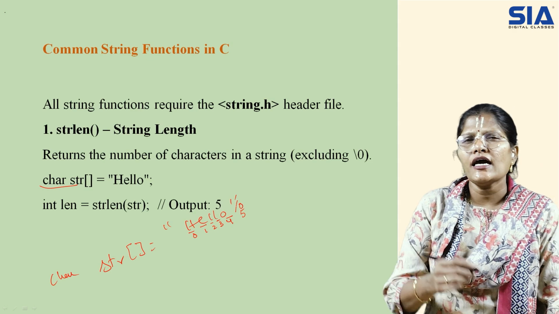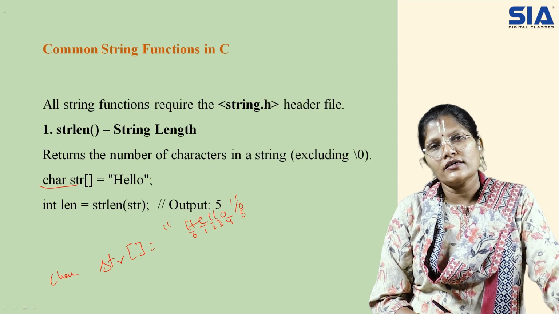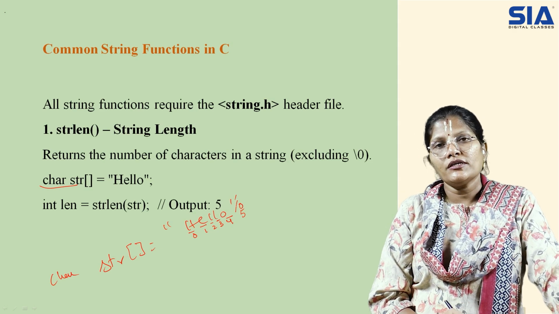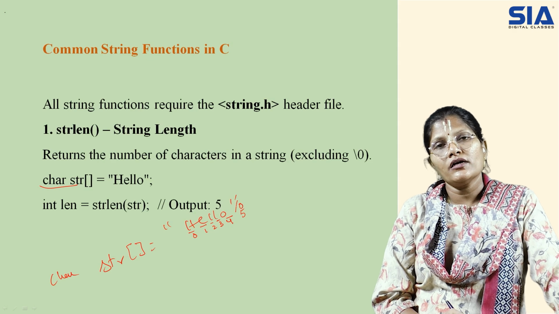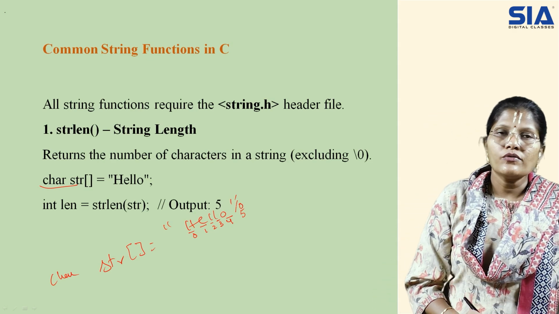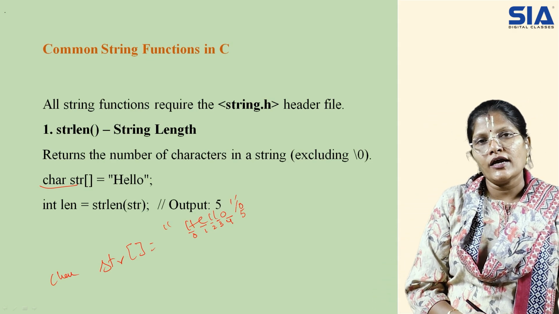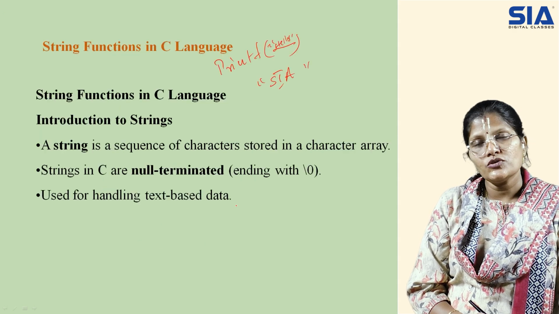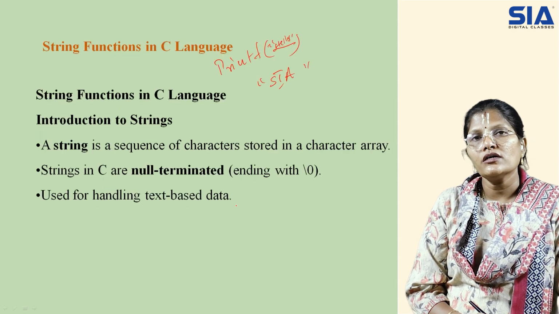Why are we saying array? An array is nothing but a group of values which belong to the same family, either integer, float or character. When you talk about a group of character values, we call it a string. So there are certain functions which you need to know whenever you talk about strings.